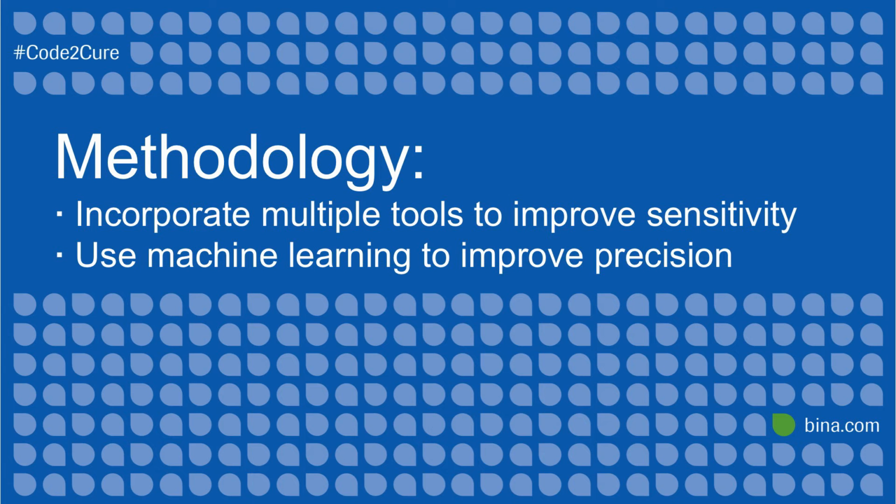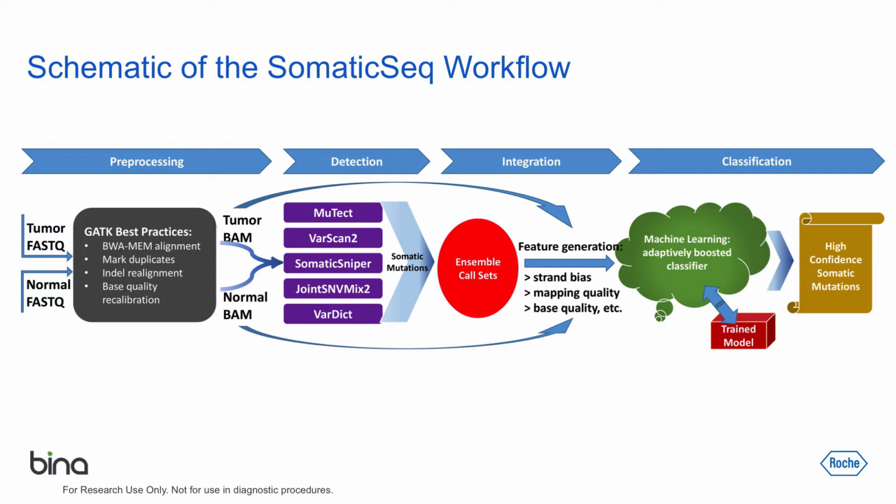I'll describe the methodology of SomaticSeq, which is a machine learning approach that we have developed to accurately detect somatic mutations. We have incorporated 5 different somatic mutation callers to improve the sensitivity of our workflow. And then we use machine learning to filter out the false positives from those call sets to improve the precision. Here is a schematic of the whole SomaticSeq workflow.